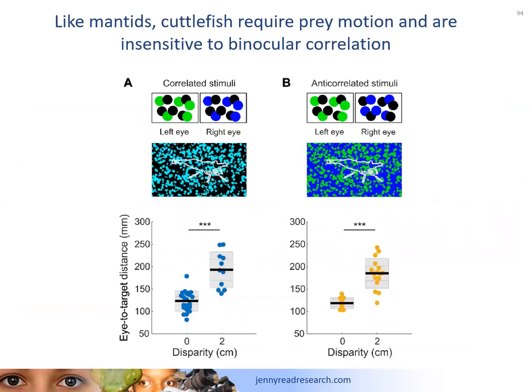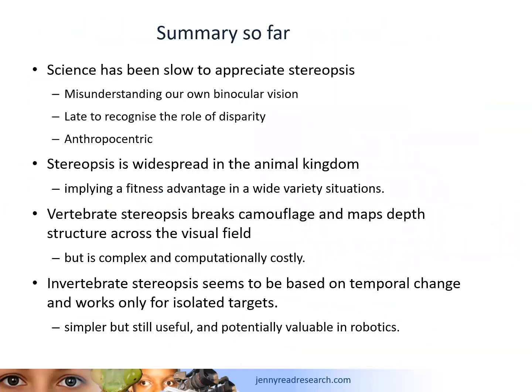Okay, so just skipping ahead there. Yes, this is my summary of where I've got to so far. I think science has been pretty slow to appreciate stereopsis. We've misunderstood our own binocular vision, we haven't recognised disparity, and for obvious reasons, we still tend to think about it in a very anthropocentric way, and I definitely count myself in that. I've really had to rewire my thinking about stereopsis in order to understand these insects, which is why it's been so fun, I think.